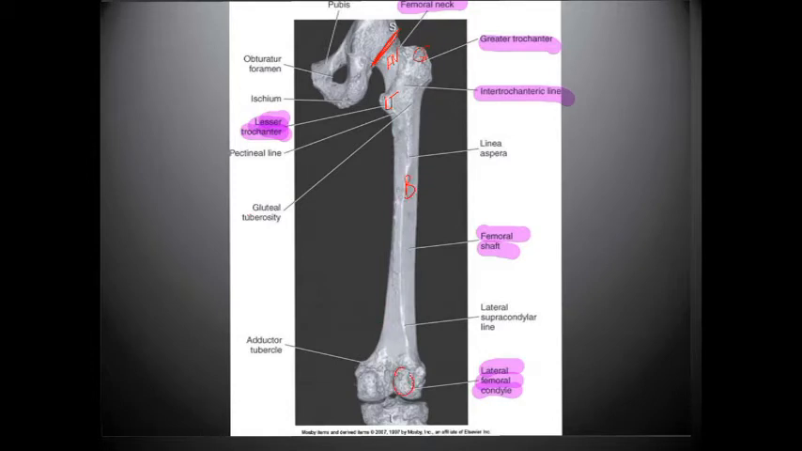Then we have lateral condyle, medial condyle, medial epicondyle, lateral epicondyle, intercondylar notch, inferior rami, superior rami.